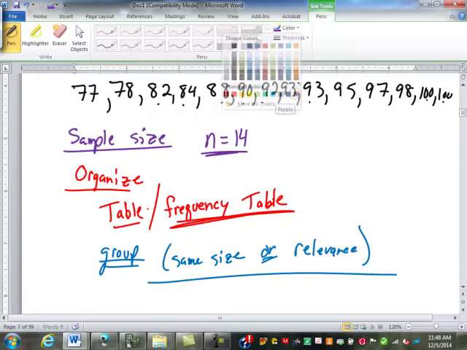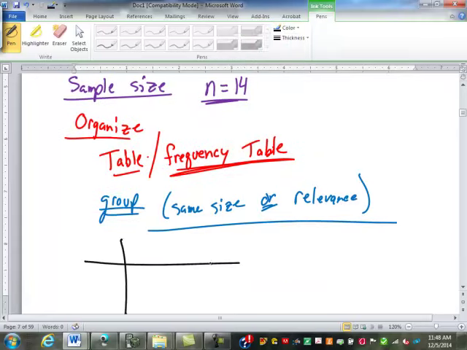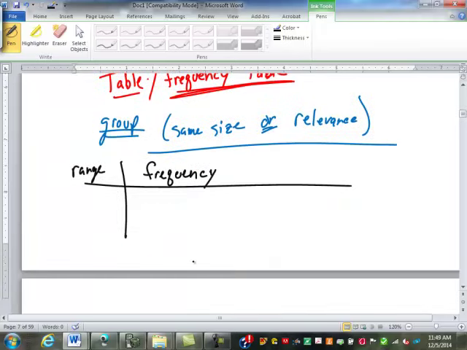So for your test scores, we might do it as, here's our range, or sometimes called our class. This is going to be our frequency over here. For test scores, we might list it as grade ranges. 77 to an 84 is a C. 85 to a 92 is a B, and 93 to 100 is an A.